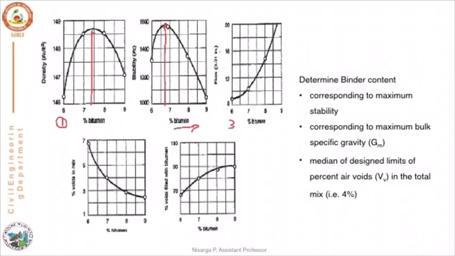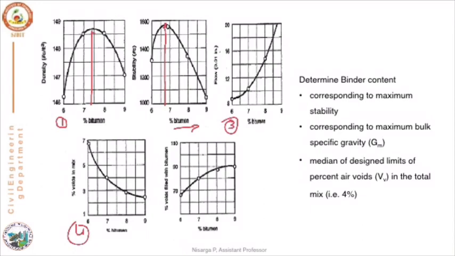Then the third graph is to plot bitumen content versus the flow value, that is the deformation value. The flow value increases as the bitumen content increases. Which bitumen content has to be taken here, I'll discuss that. And the fourth graph, we need to plot bitumen content versus voids in the bituminous mix. Similarly, percentage of bitumen versus the voids filled with bitumen. So what are all the bitumen contents we have to determine?